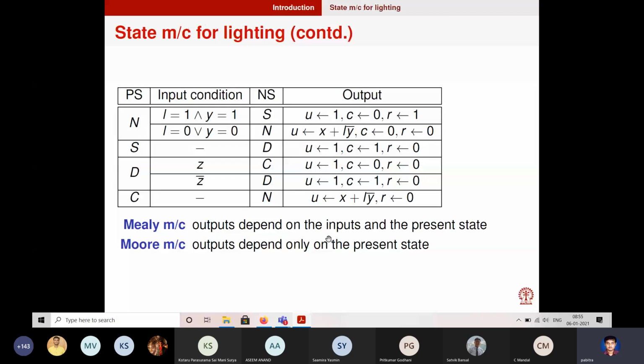And if it depends only on the present state, not on the inputs, just the present state, we call it a Moore machine. Let me see if I can draw a simple diagram to sort of represent this.